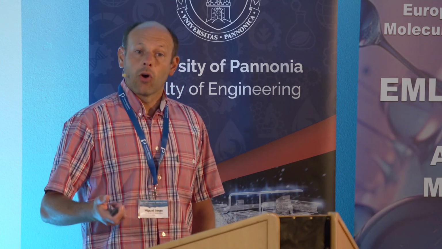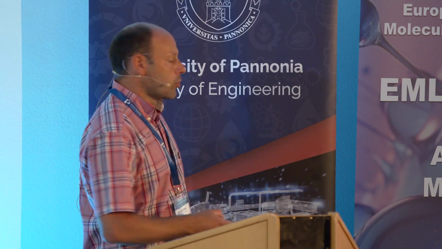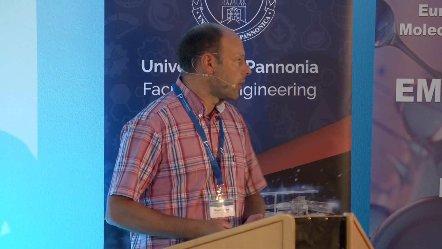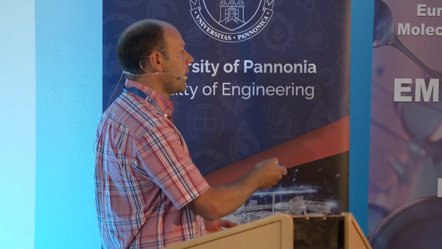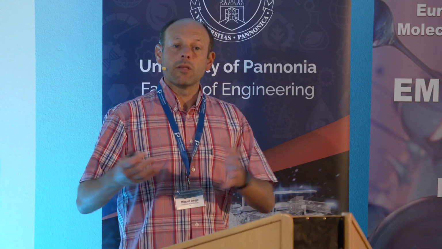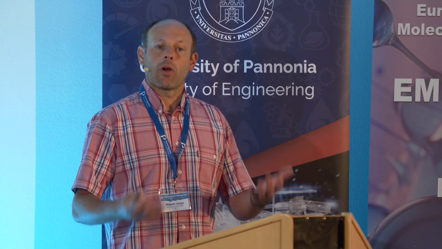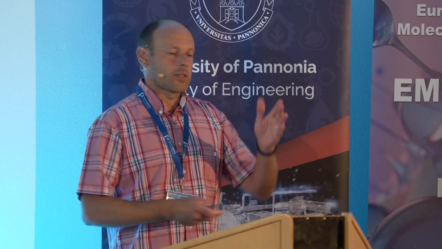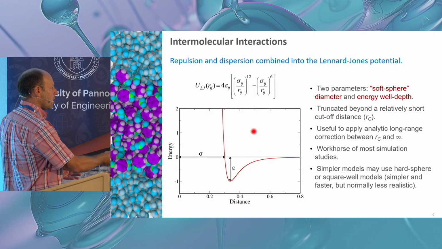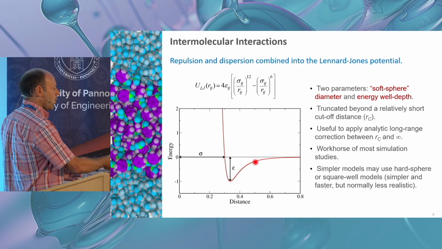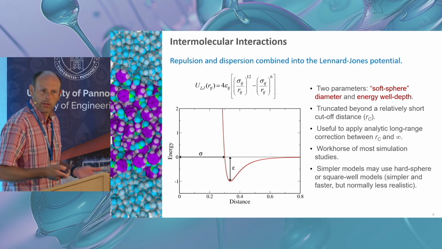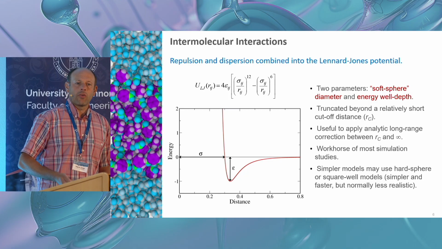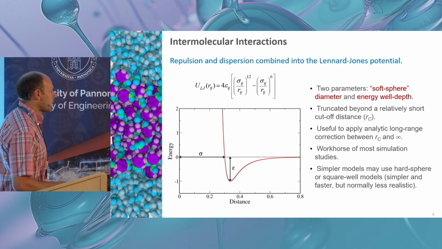There are, again, other options. This is the most common one. You can use more complicated functional forms like Buckingham or extended exponential, something like that, to represent the repulsive side. Or you can use even simpler models like hard sphere or square well. Okay, so hard sphere is just a repulsive hard sphere. Okay, and square well is something that represents this attraction using a kind of square well, as defined by the name. Okay, so they're simpler, computationally faster, but normally less realistic.